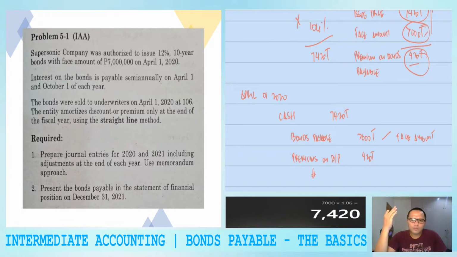Basic law, supply and demand. If the demand is high and the supply is low, di ba? Mas mataas yung presyo. Okay? This is why some creditors, which in this case are the lenders, the purchasers of bonds, the public in general, are willing to purchase a bond at a premium.